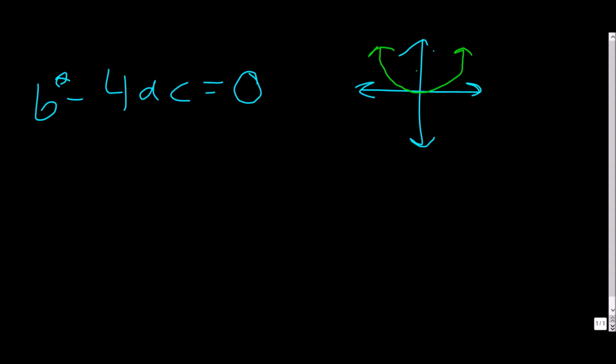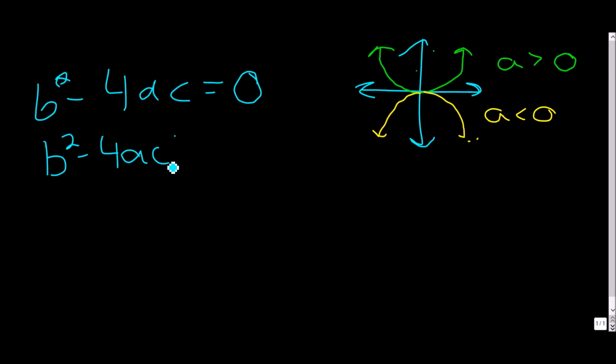Also, you might have a situation where your a value is negative. So this would be a less than 0, and this would be a greater than 0. How about that? So really the only difference is if the amount of x squares is negative, then your parabola will be upside down.